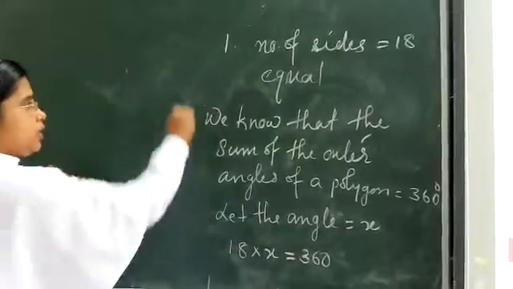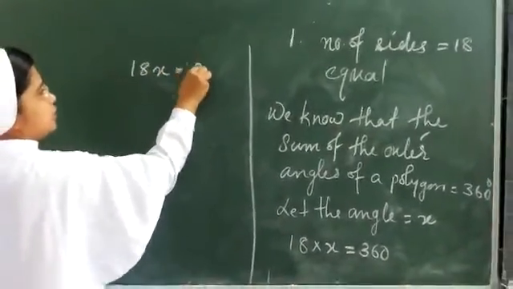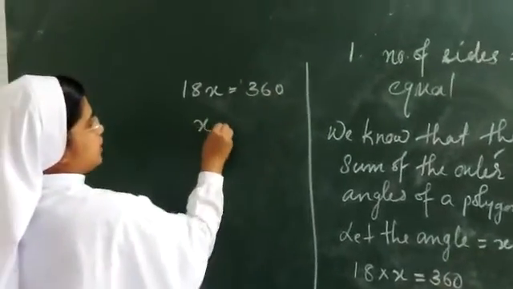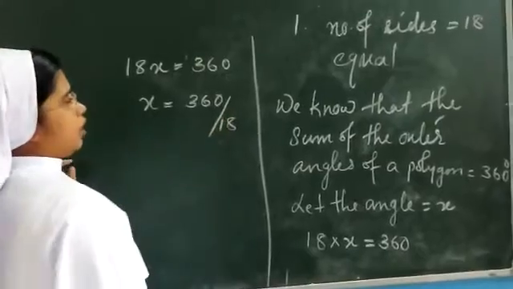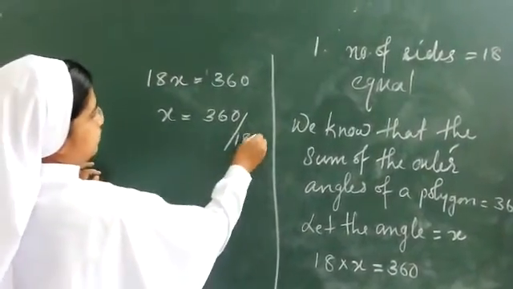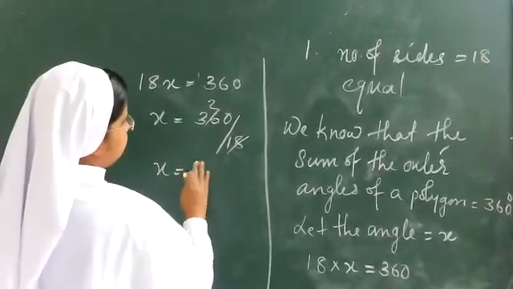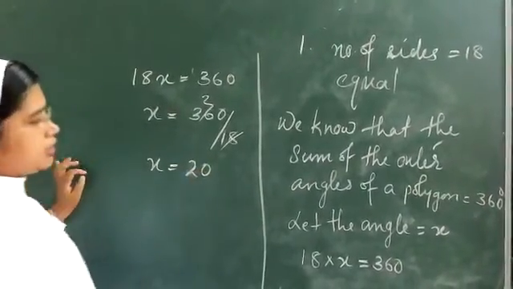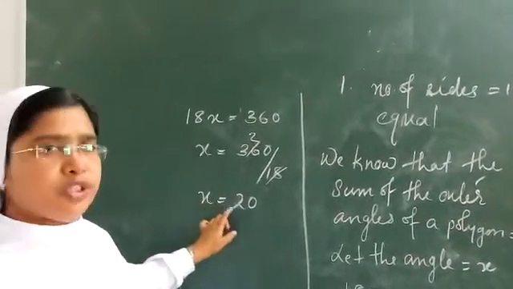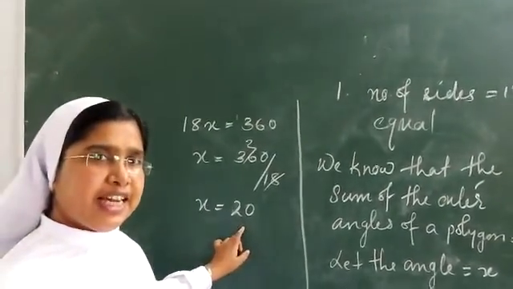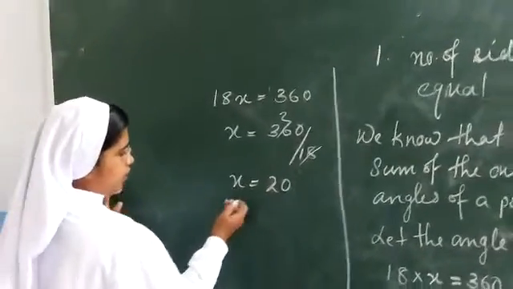That is the total. So how will you find out? We know 18x is equal to 360. Therefore, x is equal to 360 divided by 18. How much is it? So x is equal to 20. What is the angle? Each angle will be 20. So we can find out whether it is correct or not.